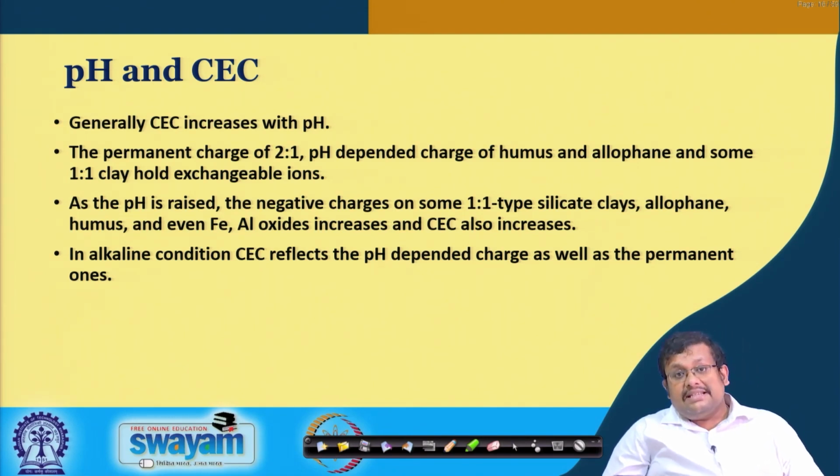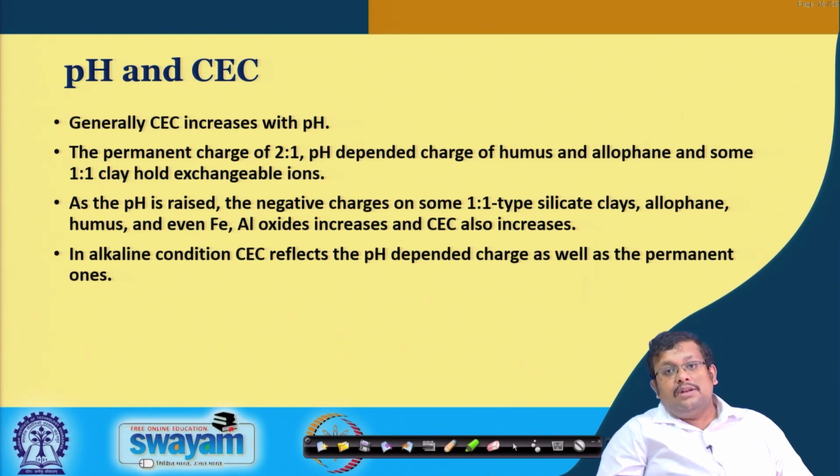So, as the pH is raised, the negative charge on some 1:1 type of silicate and allophanes, humus, and even iron aluminum oxide increases, and CEC also increases. In alkaline condition, CEC reflects the pH dependent charge as well as the permanent one. So, when we are increasing the pH, this CEC basically reflects the pH dependent charge as well as the permanent charge.